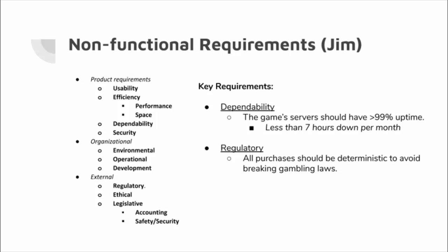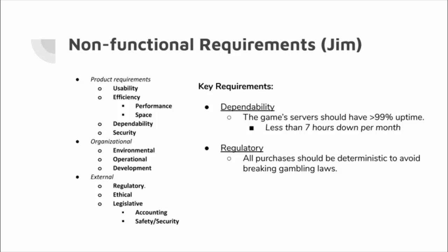The game server should have greater than 99% uptime. This means that we have less than 7 hours per month to take the servers down to do maintenance, to update them. So we need to make sure to conform to this so that players will always have an uninterrupted experience. The next requirement is a regulatory requirement.